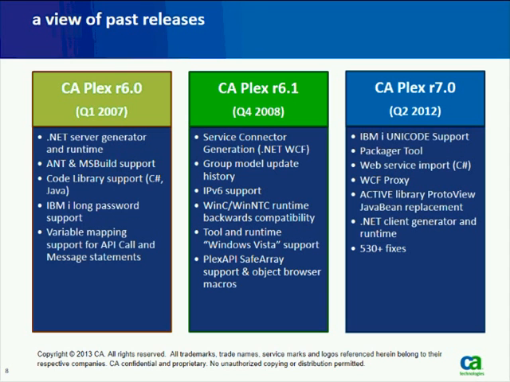Then we came out with Plex 7.0, and again, looking at the timeline, it looks very similar. It's about an 18-month cycle. And we introduced our Unicode support for the IBM i platform. That was a very big feature that we added. And then we added a lot of things to try and support some of the migration efforts that we knew our customers were undergoing.